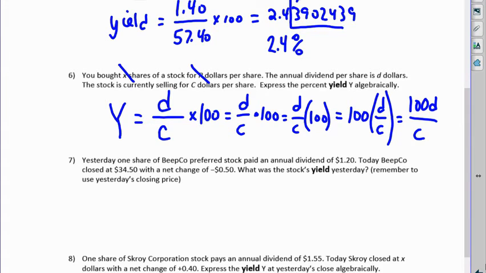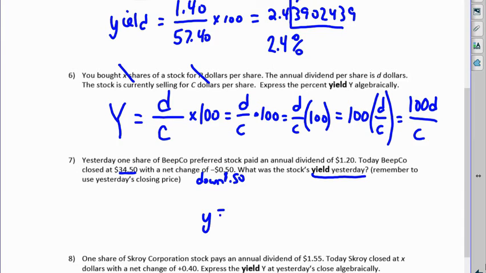Yesterday, one share of Beep Company preferred stock paid an annual dividend of $1.20. Today, it closed at $34.50, which is down 50 cents, $0.50, from yesterday. What was the stock's yield yesterday? What was its yesterday yield?